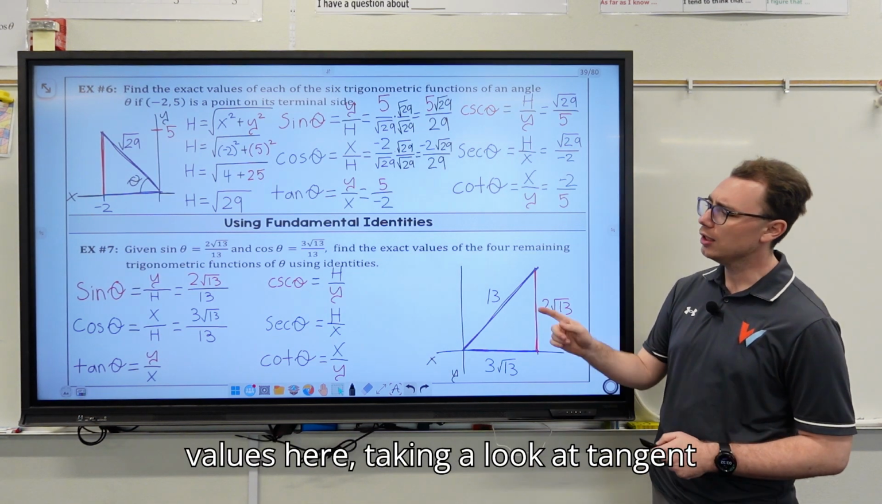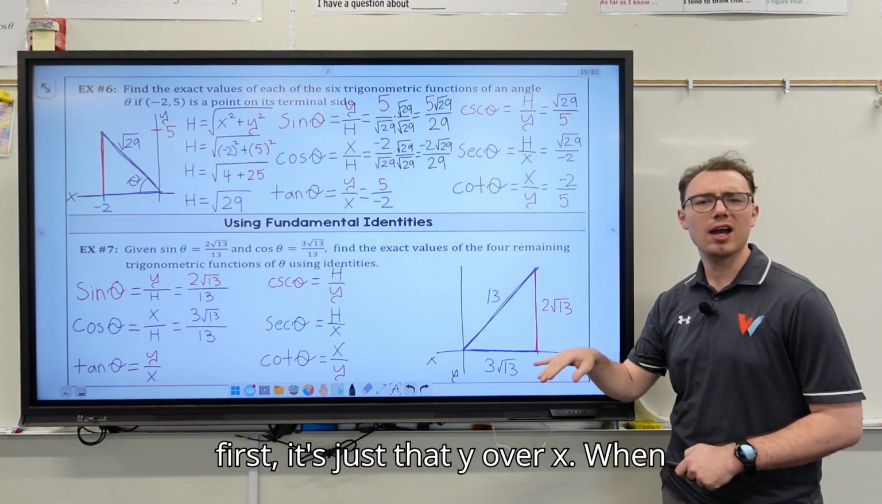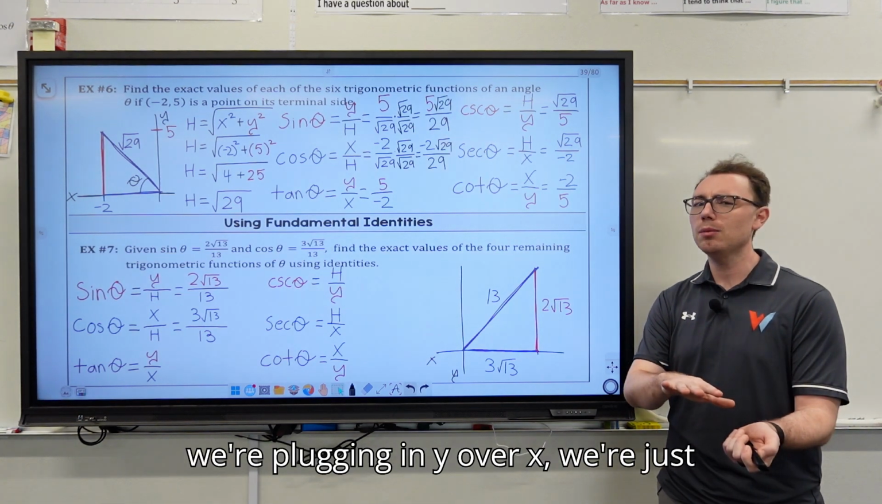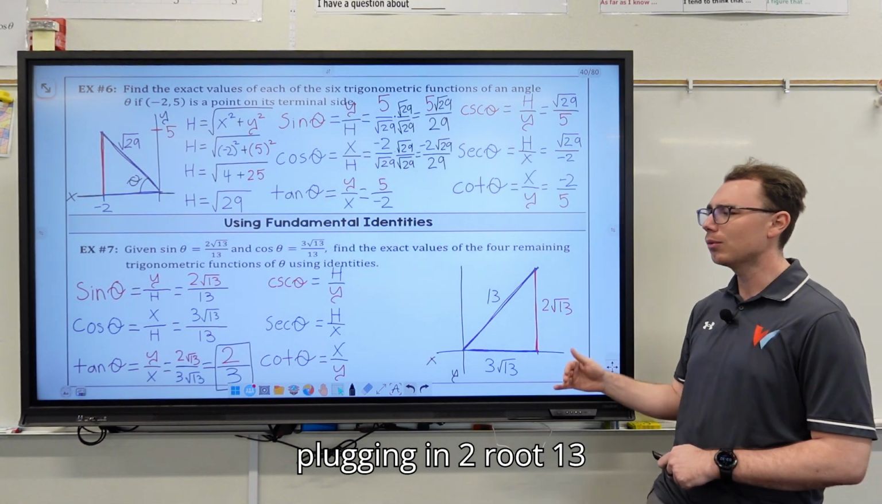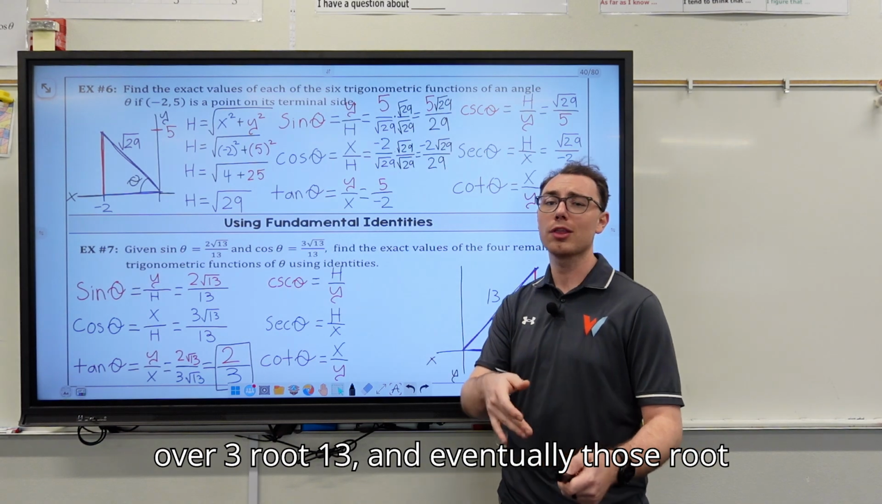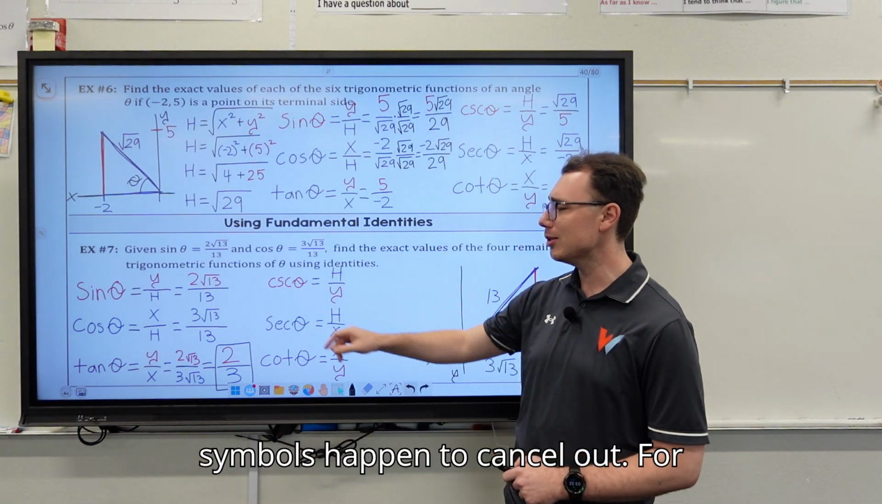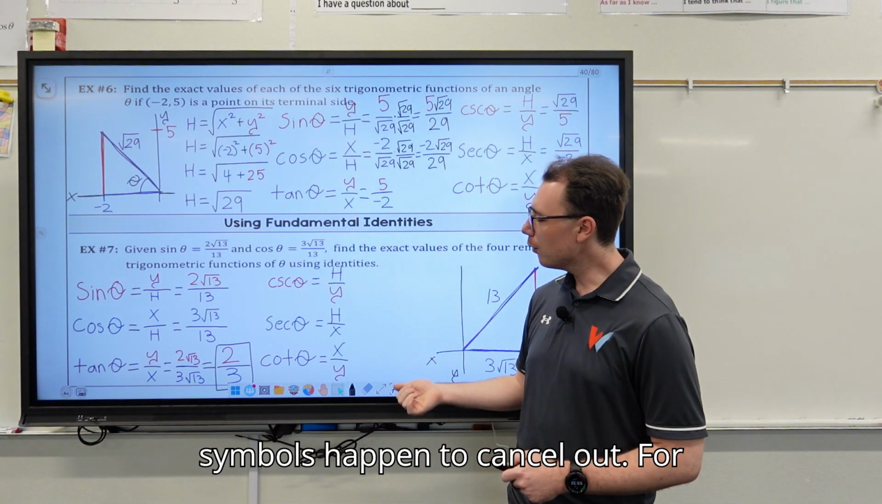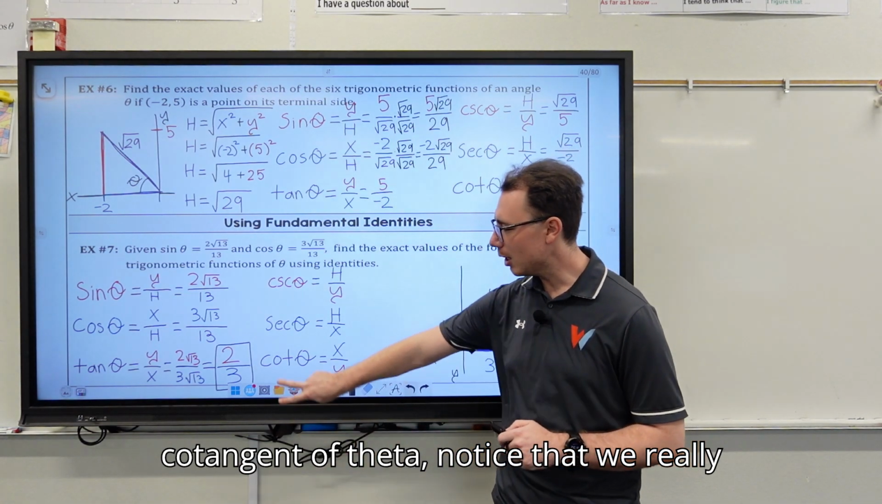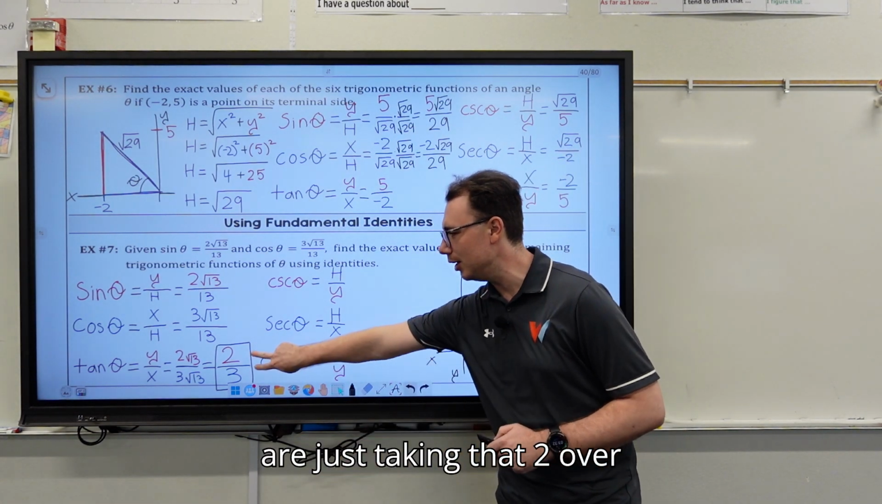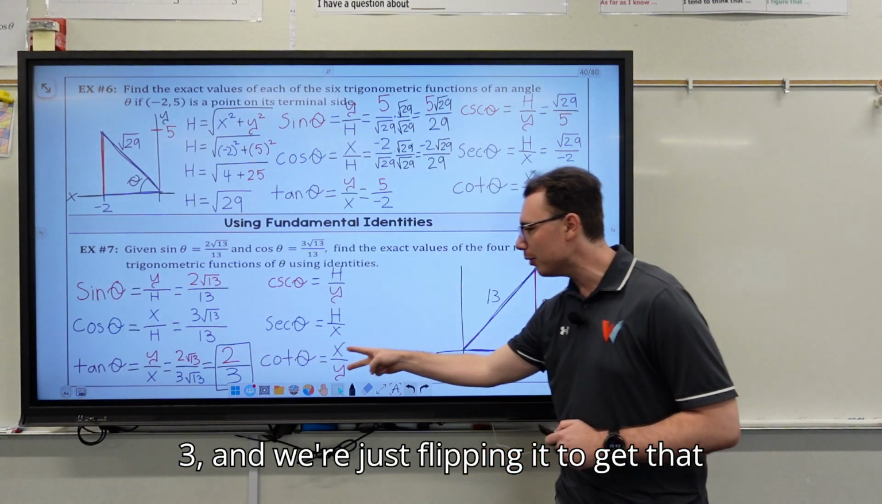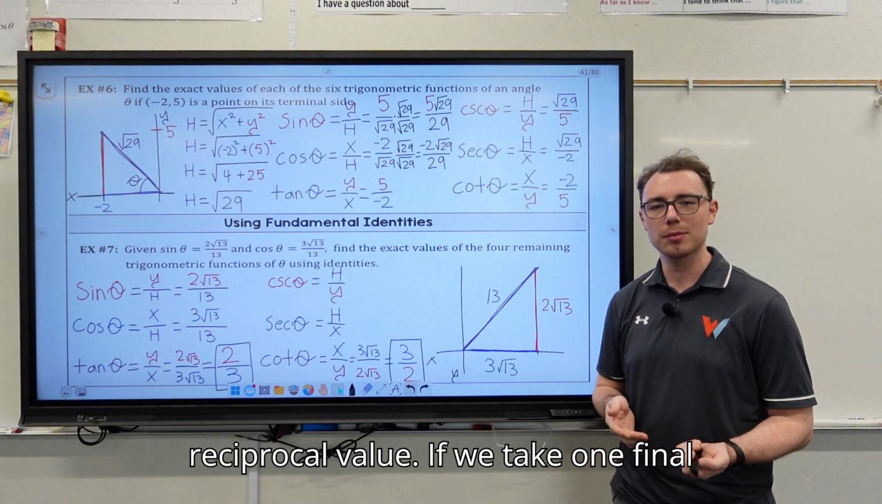For these 4 values here, taking a look at tangent first, it's just that y over x. When we're plugging in y over x, we're just plugging in 2 root 13 over 3 root 13, and eventually those root symbols happen to cancel out. For cotangent of theta, notice that we really are just taking that 2 over 3, and we're just flipping it to get that reciprocal value.